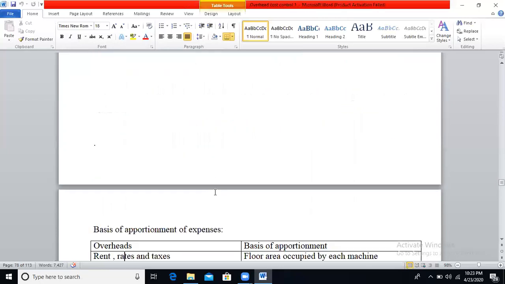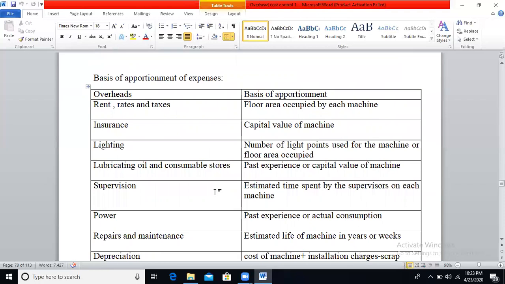So let's see the basis of apportionment of expenses. You have to apportion some expenses by considering the suitable basis. For rent, rates and taxes, the basis will be floor area occupied by each machine. For insurance, capital value of the machine. If it is insurance on stock, stock of goods should be considered as the basis. For lighting, number of light points used for the machine. If they have not given number of light points, floor area will be the basis.